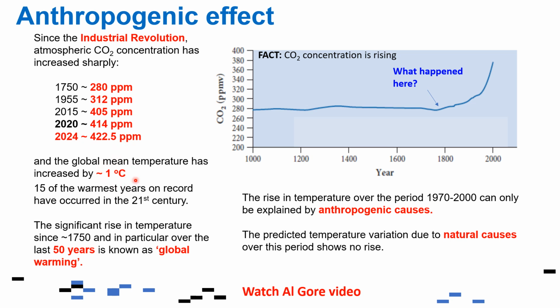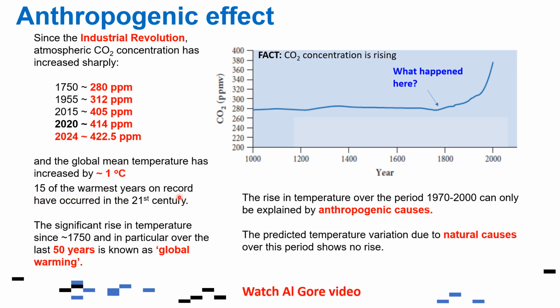And as I mentioned, we have increased about 1 degree Celsius in global temperature already, and we're trying to keep this below 2 degrees Celsius as still safe enough for us to live. But beyond 2 degrees Celsius, a lot of very difficult things will happen. In fact, 15 of the warmest years on record have occurred already in our current century, the 21st century.